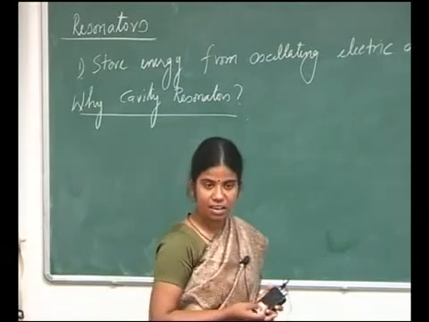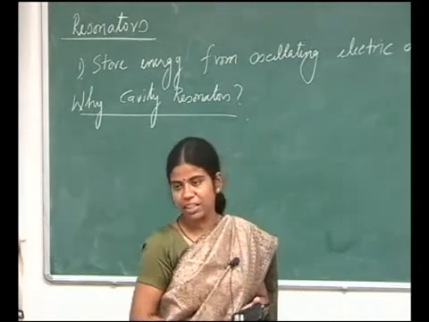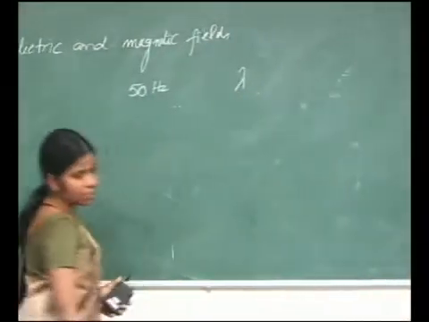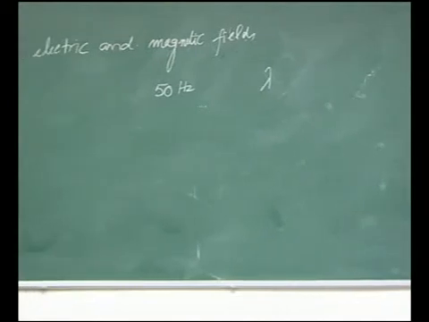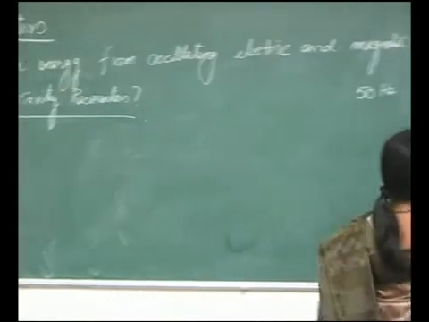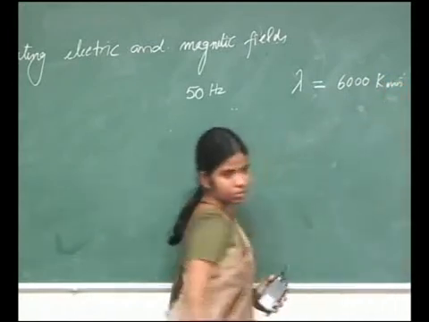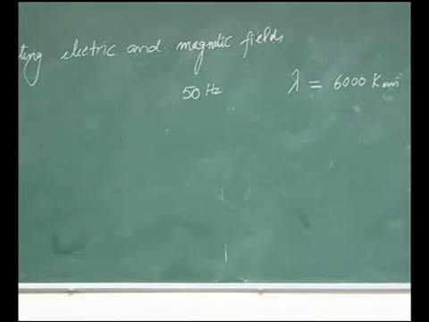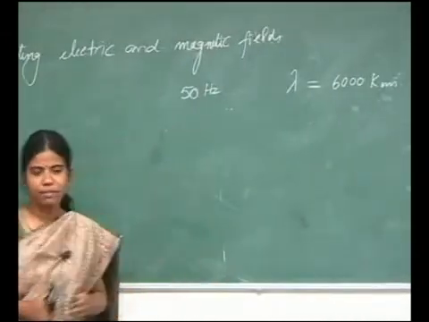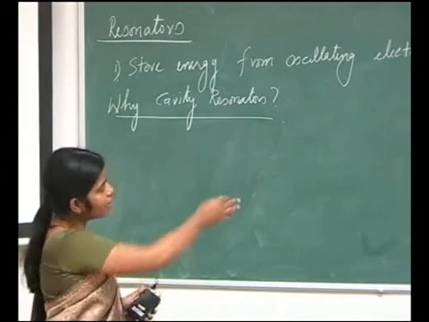I have an alternating current, it has frequency 50 hertz. So there should be a wavelength associated with this frequency. What would be that wavelength? Can you tell me? 6 into 10 to the power 6 meters, or I would call it 6000 kilometers. Okay, 6000 kilometers. So this is the wavelength for all electrical wiring, whatever circuits you see or small resonators in your radios, in your tuning devices, they all are at this wavelength.